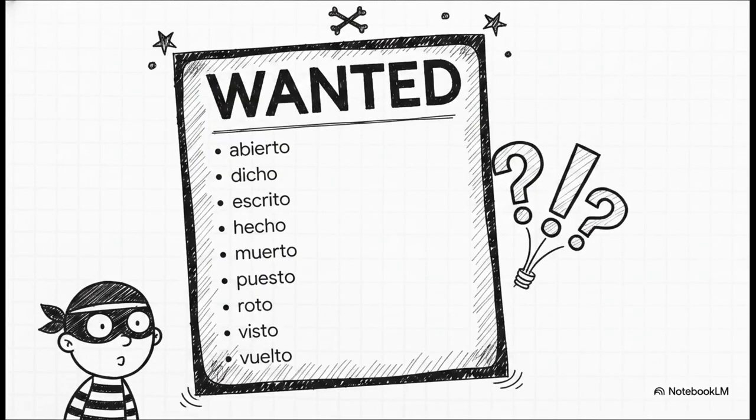Now for that second ingredient, the past participle. Most of them are easy, just add ado or ido. But as you B2 learners already know, there are always a few irregulars, the usual suspects. I'm talking abierto, dicho, hecho. No surprises here. They're the same ones you already know. They just follow you into this tense too.